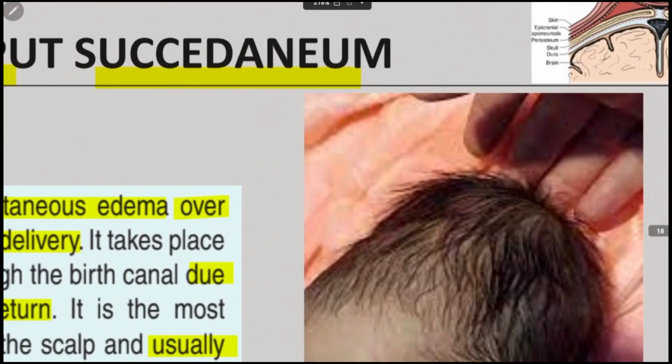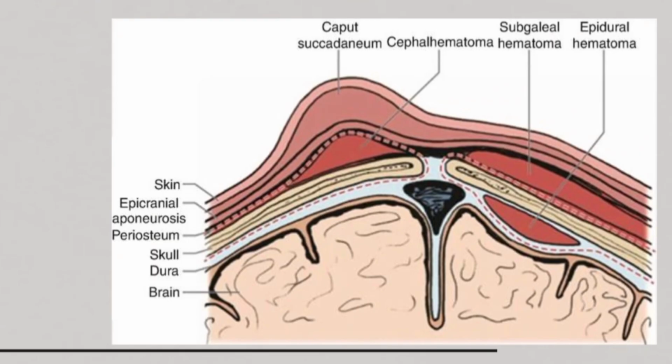In this picture, you can see the difference of the caput succedaneum and cephalohematoma. The cephalohematoma accumulates just below the pericranium and it takes the shape of the bone, whereas in the caput succedaneum, the fluid accumulates below the skin and it does not take the shape of the bone. So that is the difference, and both get healed in a few days.